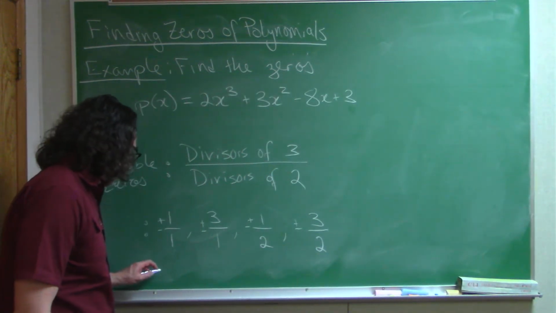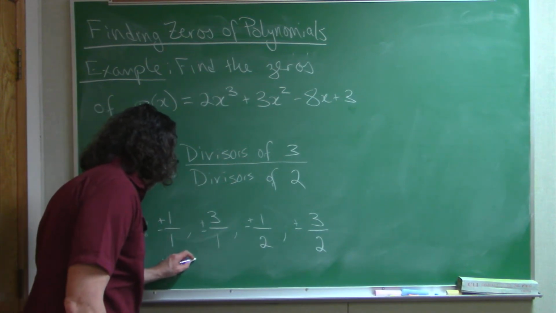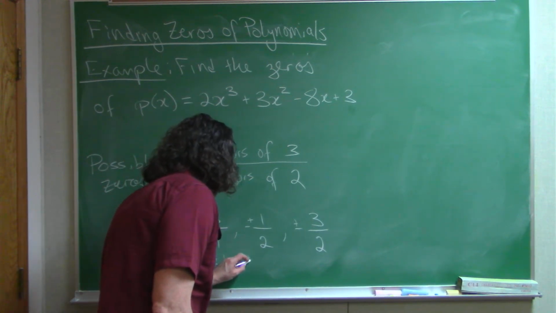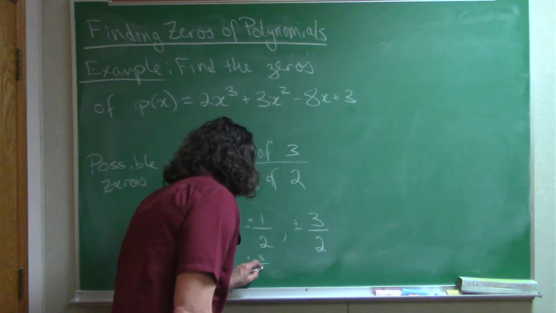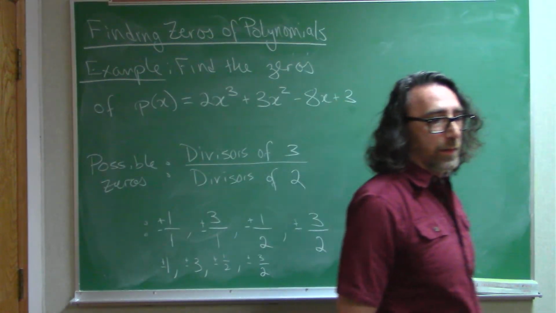So my list, if I simplify it even further: plus and minus 1, plus and minus 3, plus and minus 1/2, plus and minus 3/2.